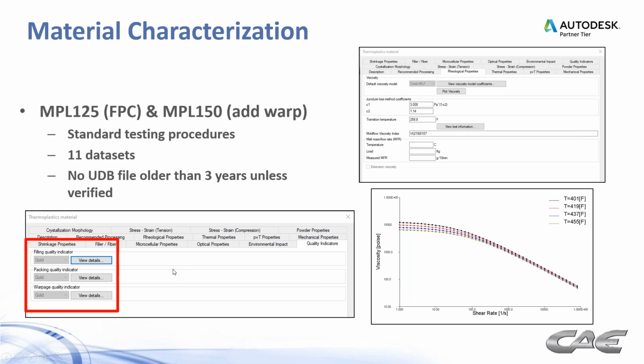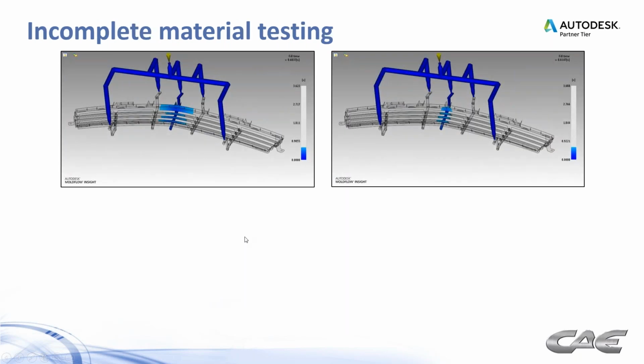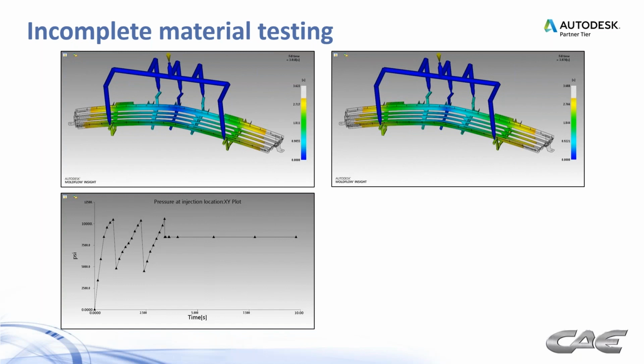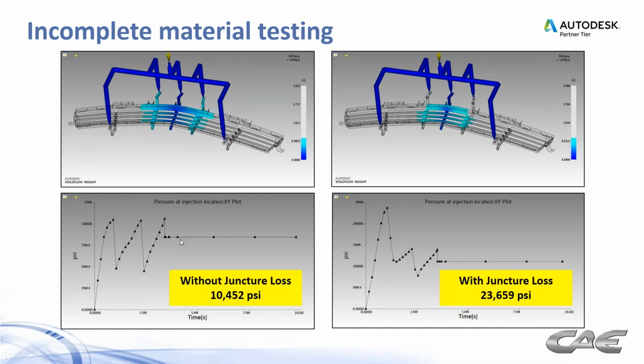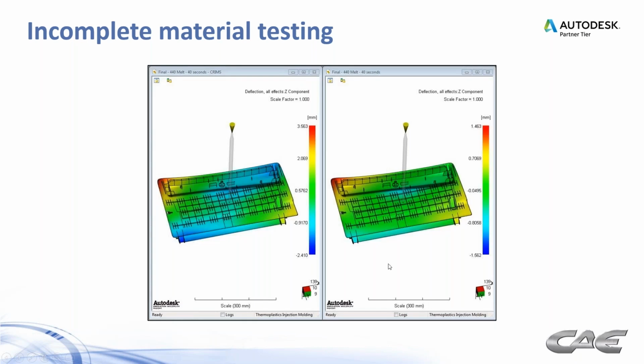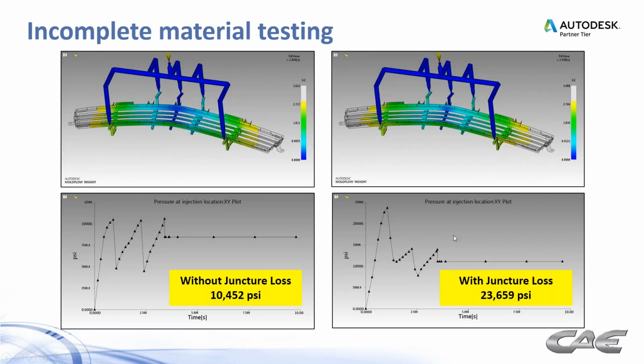So having good material data really goes a long way towards getting the best results. And here's some of the consequences of not having that. Here are two very similar setups here. Everything's set up the same, but the only difference is the material file. On the left, if you don't have something called juncture loss data, you might think that you're going to be able to mold this part with just over 10,000 PSI. But with the juncture loss data, it's predicting 23,000 PSI. So this is the real deal, sorry, this is the real deal over on the right here.